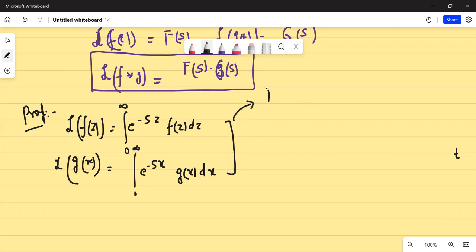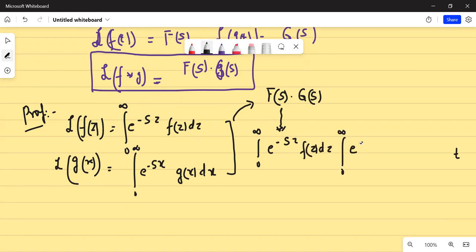Now I want to write what is the product of F(s) into G(s). So my product F(s) into G(s) will be equal to the integral from 0 to infinity of e to the power minus sz f(z) dz into the integral from 0 to infinity of e to the power minus sx g(x) dx. Okay, I hope it is clear.